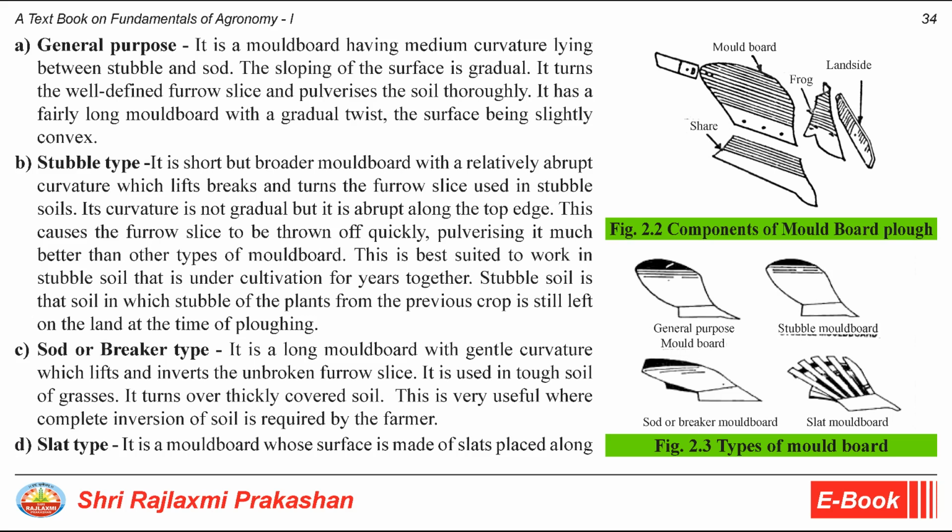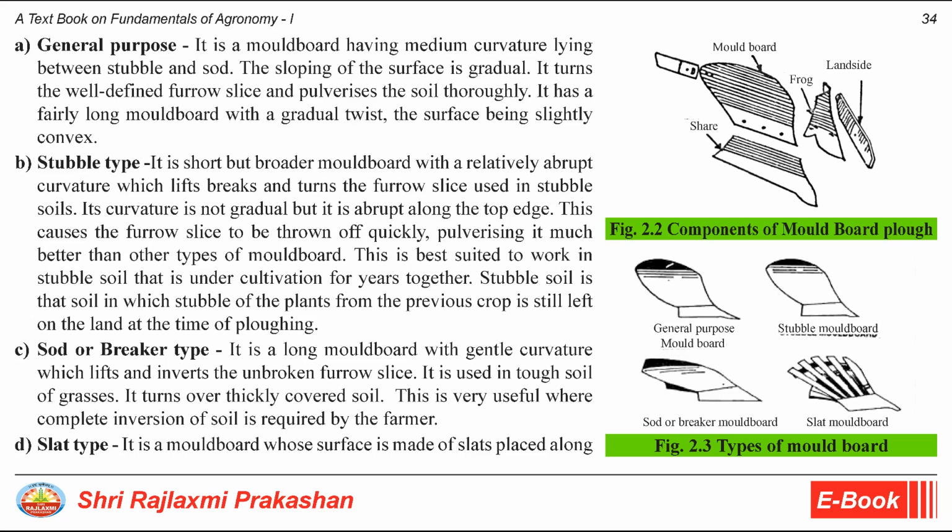Stubble soil is that soil in which stubble of the plants from the previous crop is still left on the land at the time of plowing. Point C. Sod or breaker type. It is a long mold board with gentle curvature which lifts and inverts the unbroken furrow slice. It is used in tough soil of grasses. It turns over thickly covered soil. This is very useful where complete inversion of soil is required by the farmer.